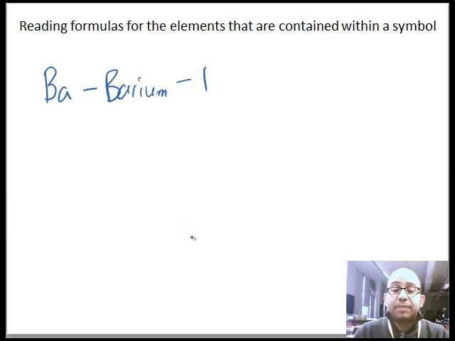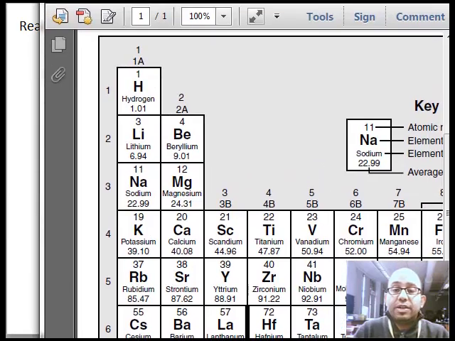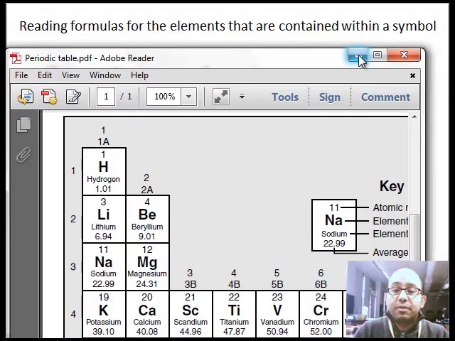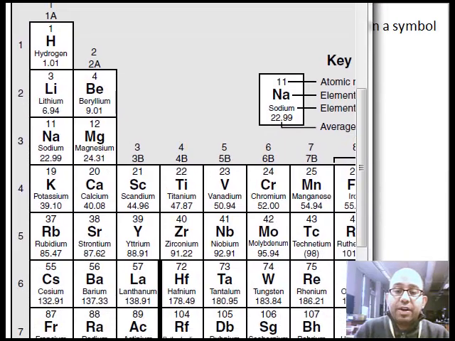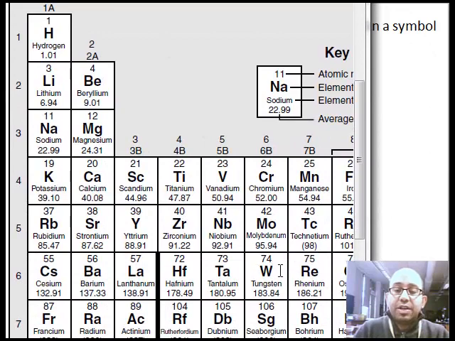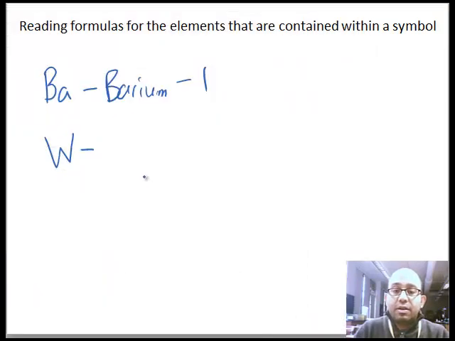That's what that means. Okay, let's try another one. So if I say W, for example, the symbol W, I have to look it up on the periodic table. So I scan for it, and I see it's right here, atomic number 74, and it says tungsten. So I write tungsten, and since there's no number next to it, again, there's only one of them.